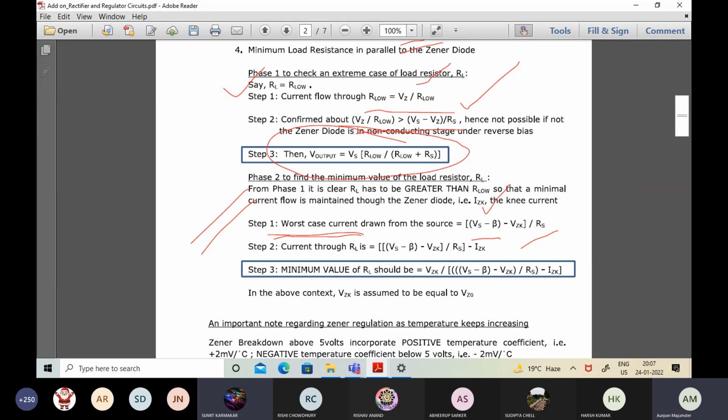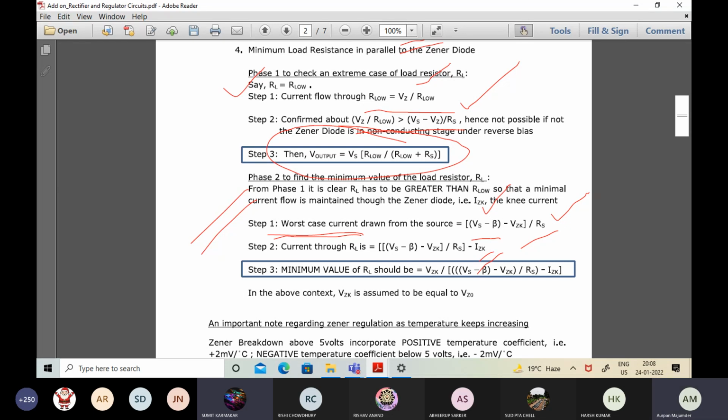So get the worst case. What is the worst case current drawn from the source? So what is the current through RL? Current through RL should be equal to the one that we have obtained over here minus the value of Izk, because the current for the onset of the Zener in the reverse bias scenario is Izk. So from the current obtained in step 1 we subtract Izk. That will be the amount of current that should flow through the load resistance RL.